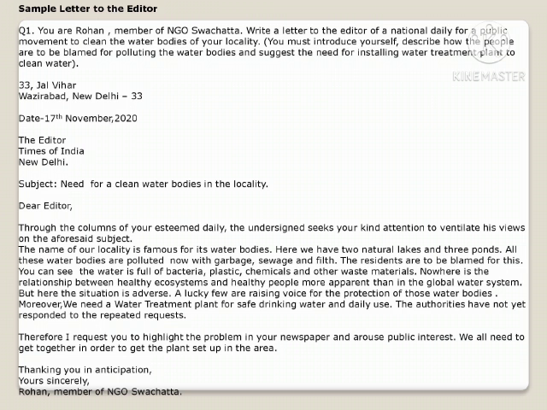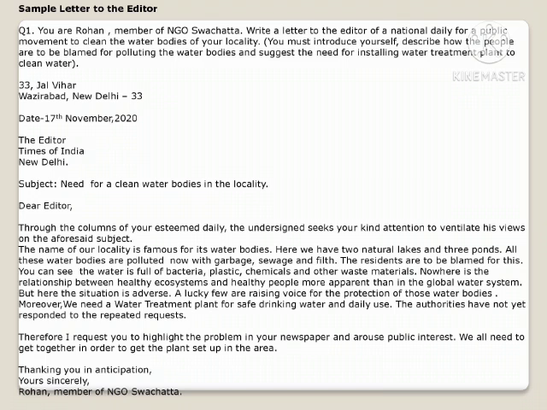We will see a sample letter to the editor. Let's read the question. You are Rohan, member of NGO Swachhata. Write a letter to the editor of a national daily for a public movement to clean the water bodies of your locality. You must introduce yourself, describe how the people are to be blamed for polluting the water bodies, and suggest the need for installing a water treatment plant to clean water.